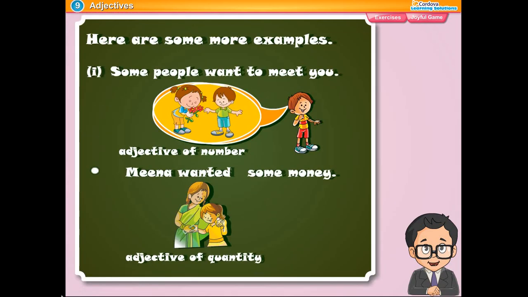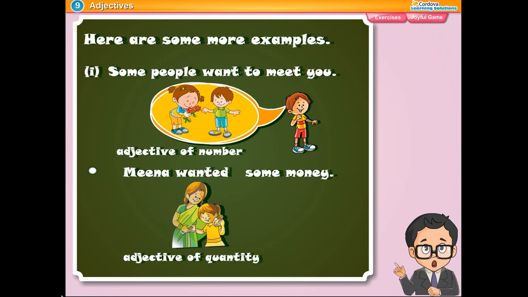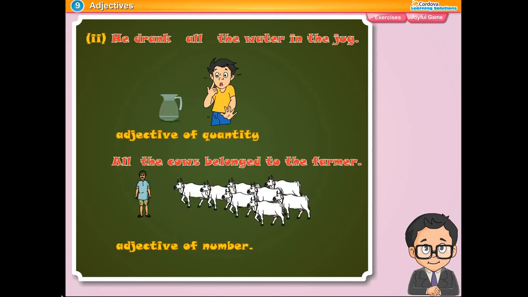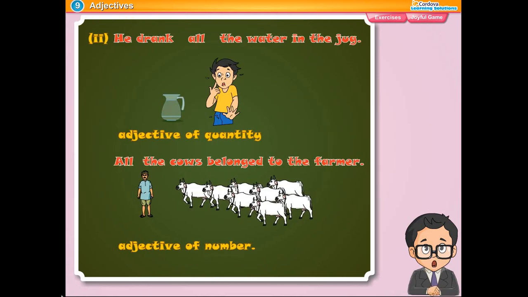Here are some more examples. Some people want to meet you. Adjective of number. Meena wanted some money. Adjective of quantity. He drank all the water in the jug. Adjective of quantity. All the cows belonged to the farmer. Adjective of number.